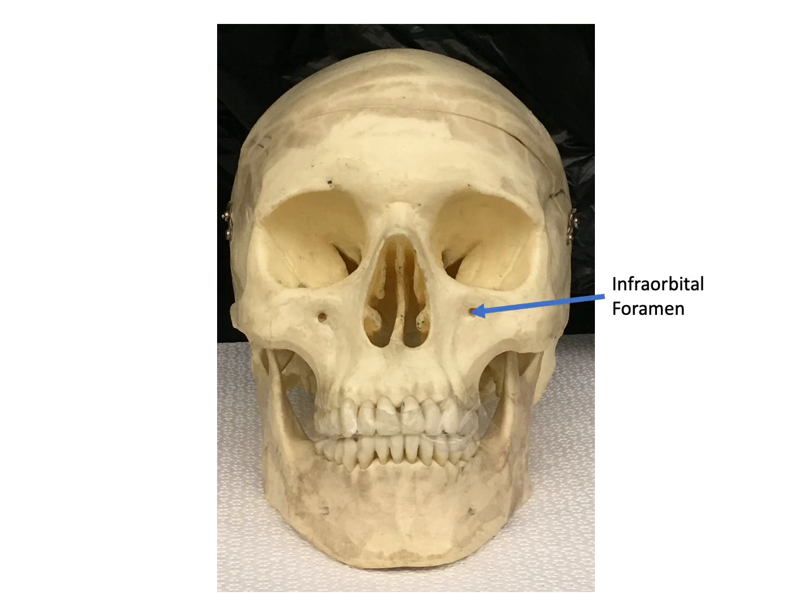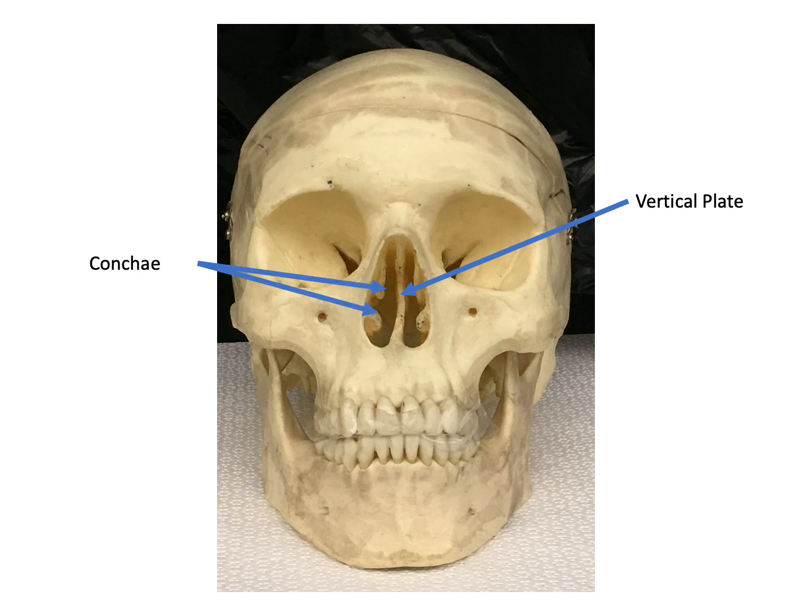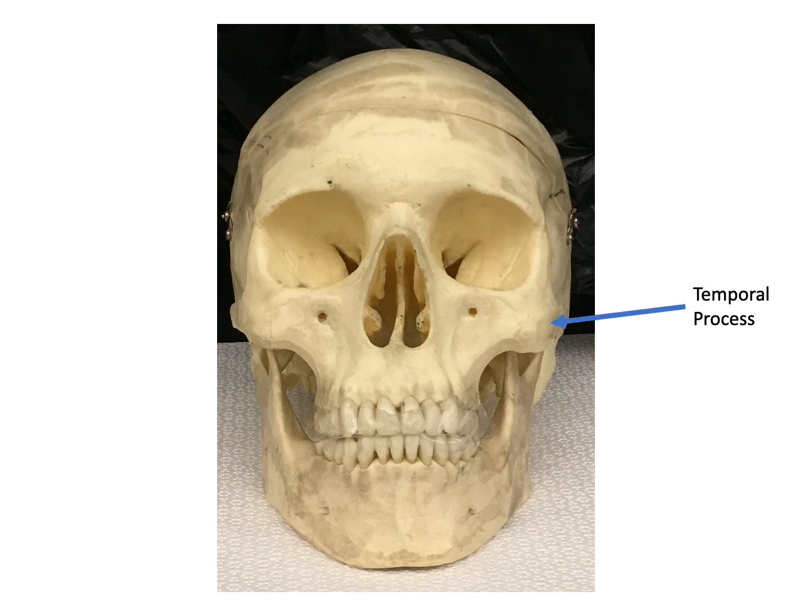On the maxilla, we have the infraorbital foramen, which is going to be an exit point for, once again, some of the trigeminal nerve. We have the vertical plates and concha within the nasal opening, coming from the vomer, maxilla, palatine, as well as the nasal and lacrimal bones. From the zygomatic bone, we will have the temporal process.